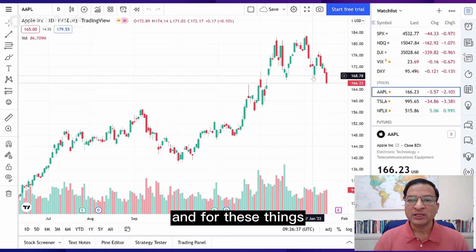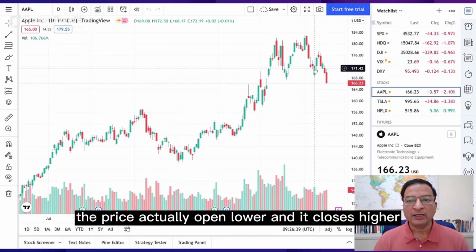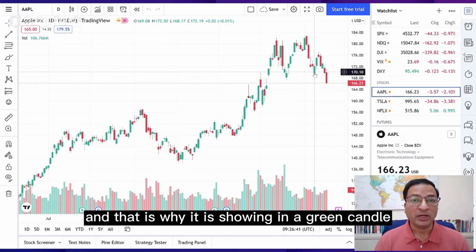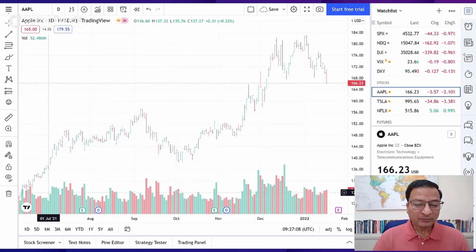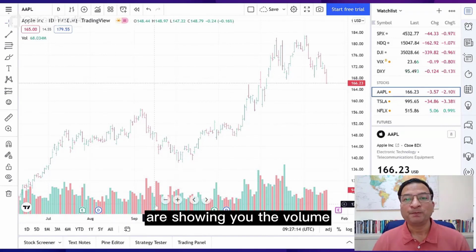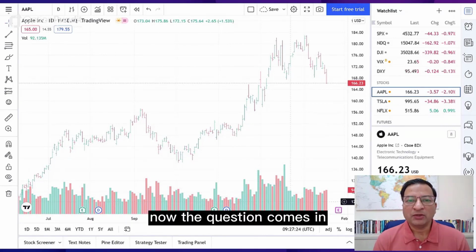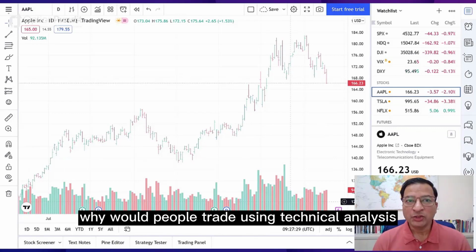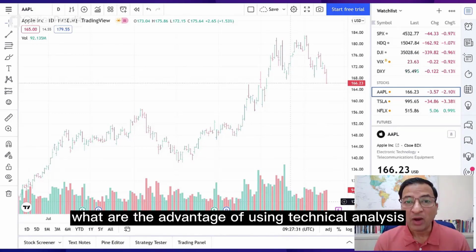And for these, the price actually opened lower and closed higher, and that is why it is showing in a green candle. At the bottom, you will notice that these bars are showing you the volume. Now, the question comes in: why would people trade using technical analysis? What are the advantages of using technical analysis and so on?